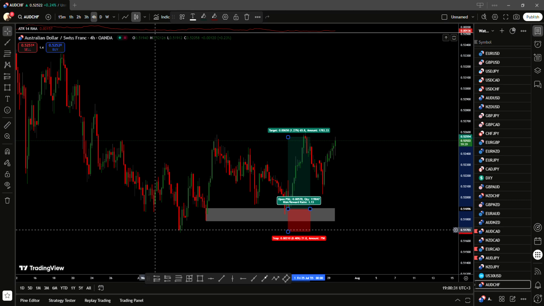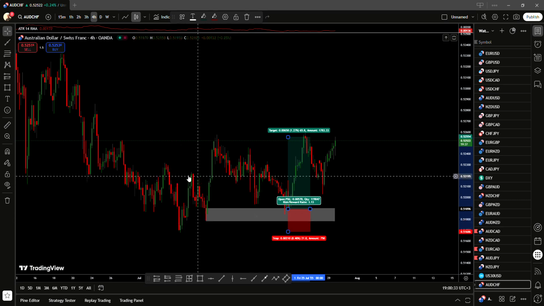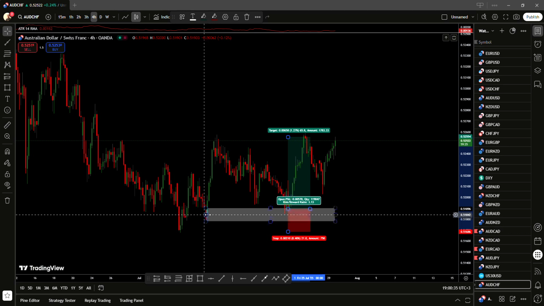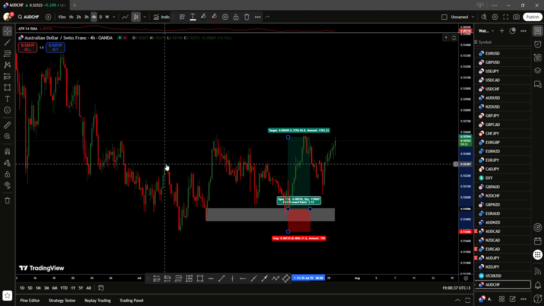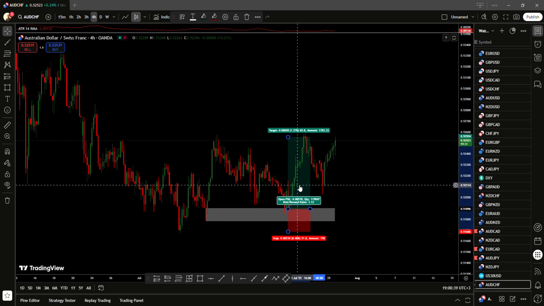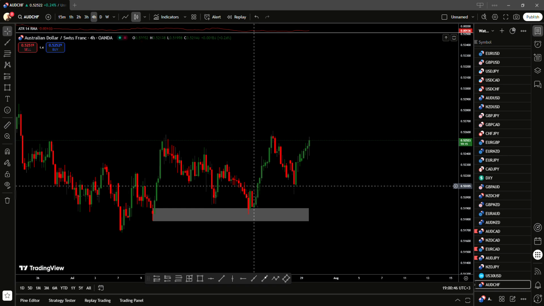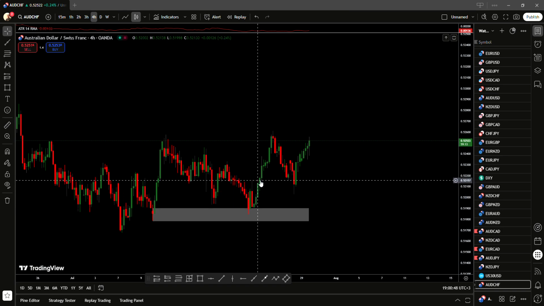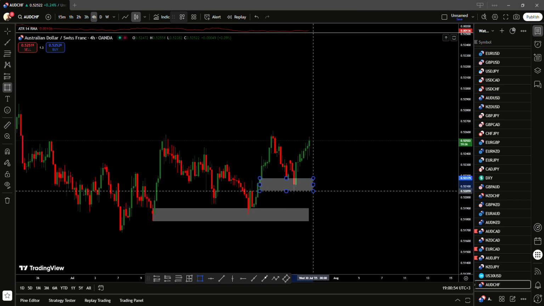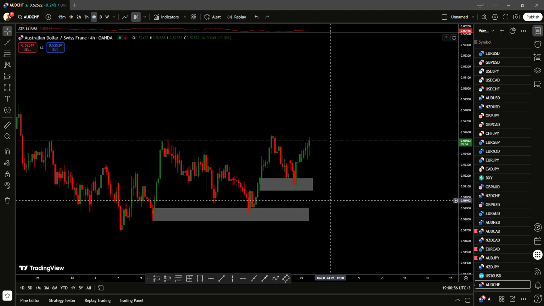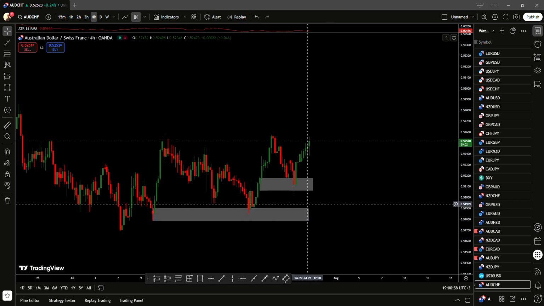On the same AUDUSD, this is a setup of drop, base, rally, breaking structure here. Same AUD chart, we also had another setup in that one. After reaching the target, price retraced on this rally, base, rally, demand zone. So price reacted from that rally, base, rally, demand zone, respected it, and then it went up.